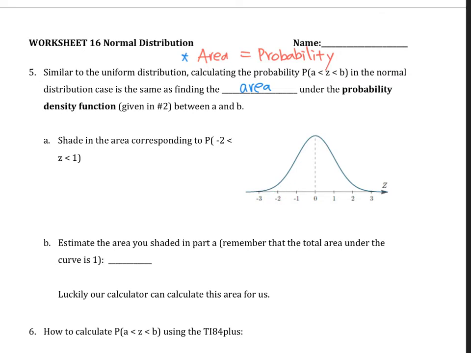All right, shade in the area corresponding to P(-2 < z < 1), the z-score bigger than -2 and less than 1. So -2 is here, I'll mark that, and then 1 is here, I'll mark that. Notice this, first of all, is the z-score. So -2 is here, 1 is here. Basically this area is between -2 and 1, so this part.